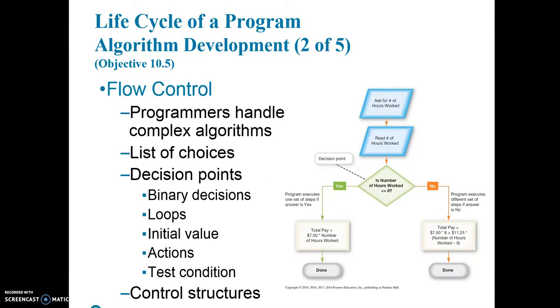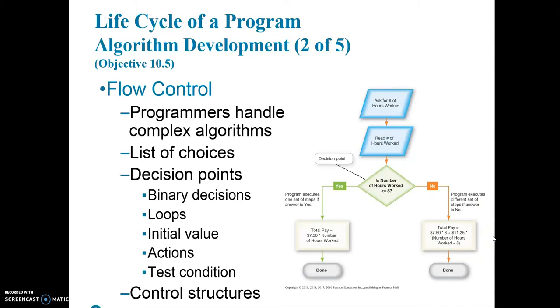Complex problems involve choices. And so your algorithms include these decision points, right? Binary decisions are questions that can be answered in either yes, like true, or no, like false. So we're looking at this right here. This is our decision point.